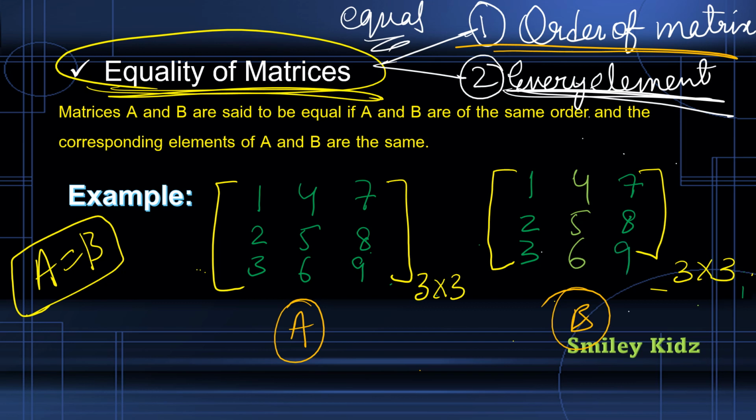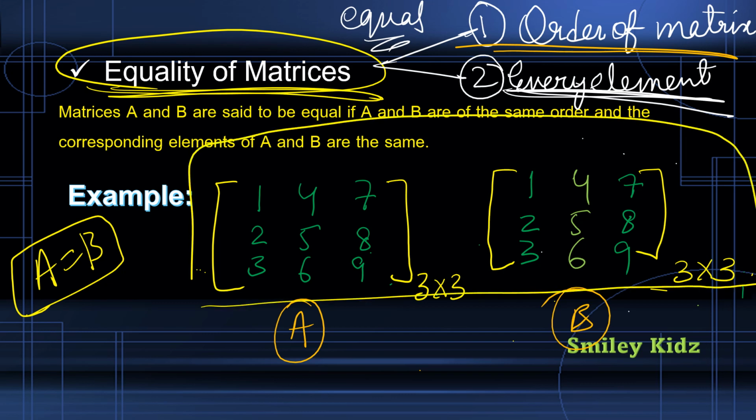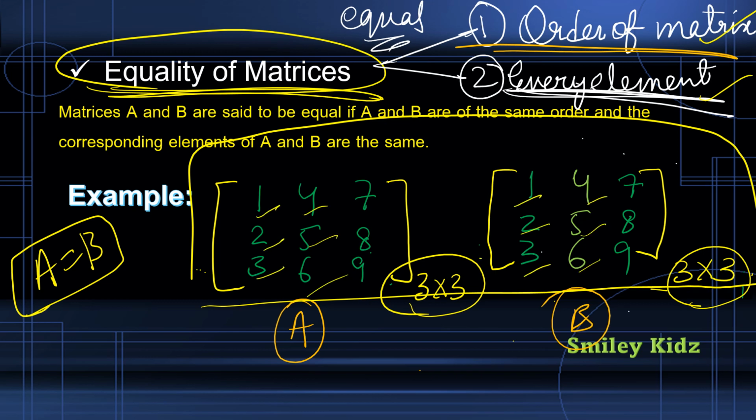That's it, right? So here, if you look over these two matrices on the screen, you will understand that it satisfies the two conditions. One is that the order of the matrix was equal, and second is that all the elements are equal to each other in the corresponding matrices, isn't it? So this is the equality of matrices.